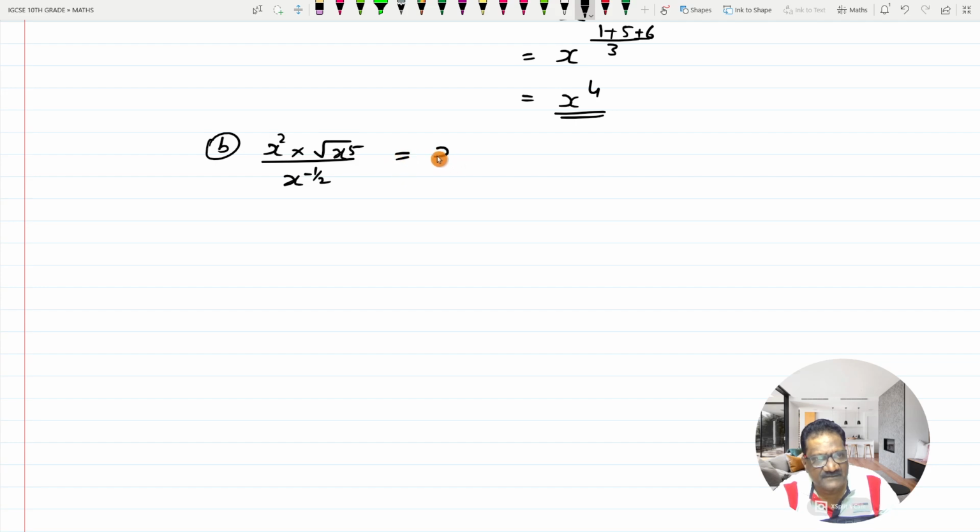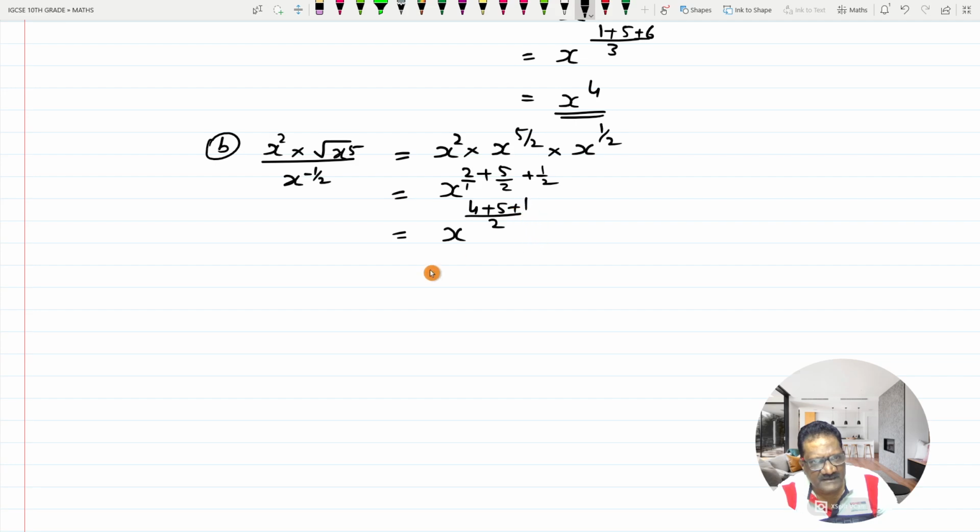This can be written as x square into x raised to 5 by 2, and x raised to minus half I'll take up in the numerator, and it will become x raised to plus half. Okay, now you are left with this, so it will be x raised to 2 plus 5 by 2 plus 1 by 2. Okay, and this will in turn give you x raised to, LCM will be 2, so 2 ones are 2 plus 2 twos are 4, so 4 plus 5 plus 1. This works out to x raised to 4 plus 5 is 9, 9 plus 1 is 10, 10 divided by 2.